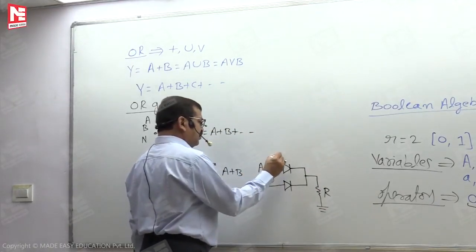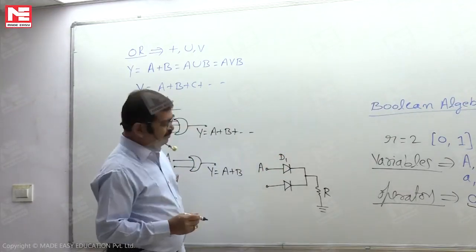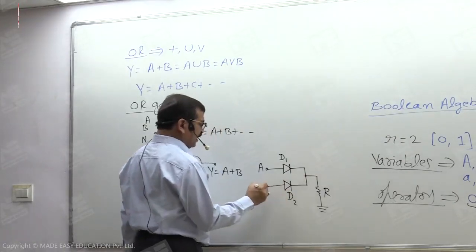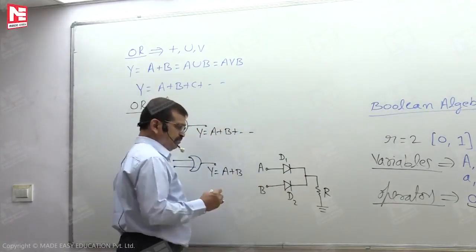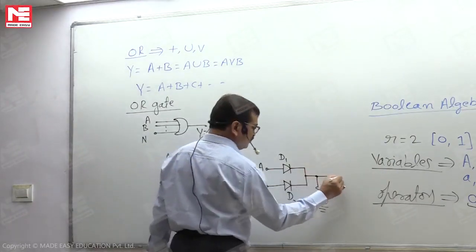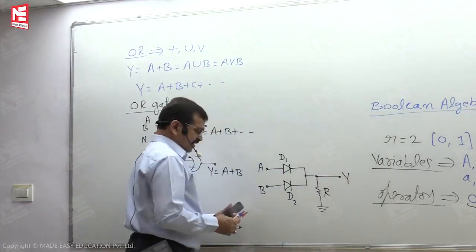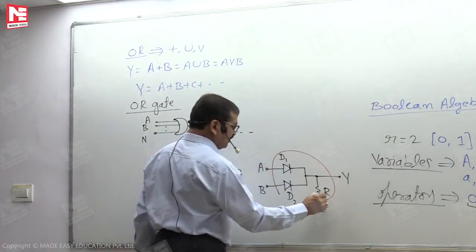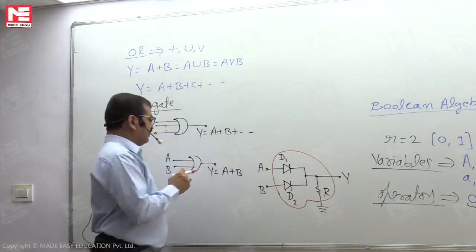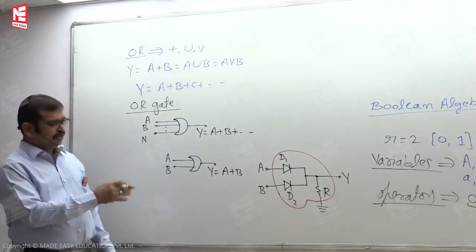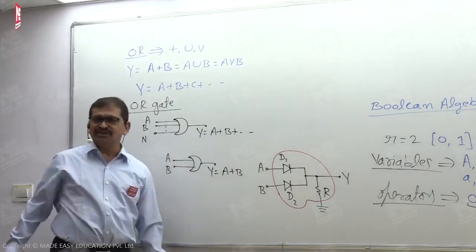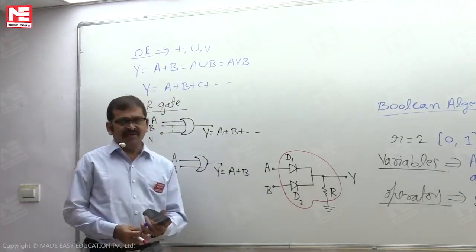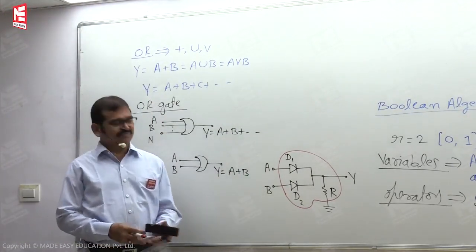One diode, say D1, has its anode named as input A. The other diode D2 has its anode terminal, the input terminal, named as B, and the output of this circuit is Y. This OR gate is implemented by using these diodes. From the knowledge of diode operation, it is possible to understand the operation of this circuit.